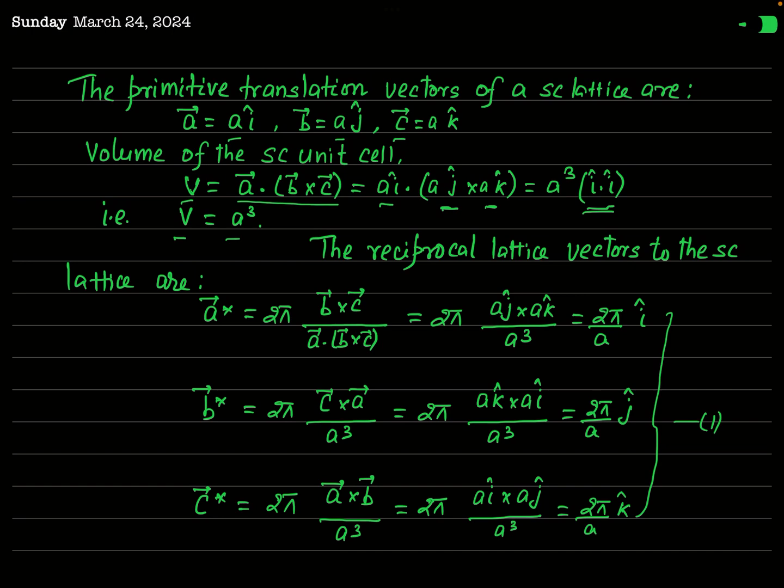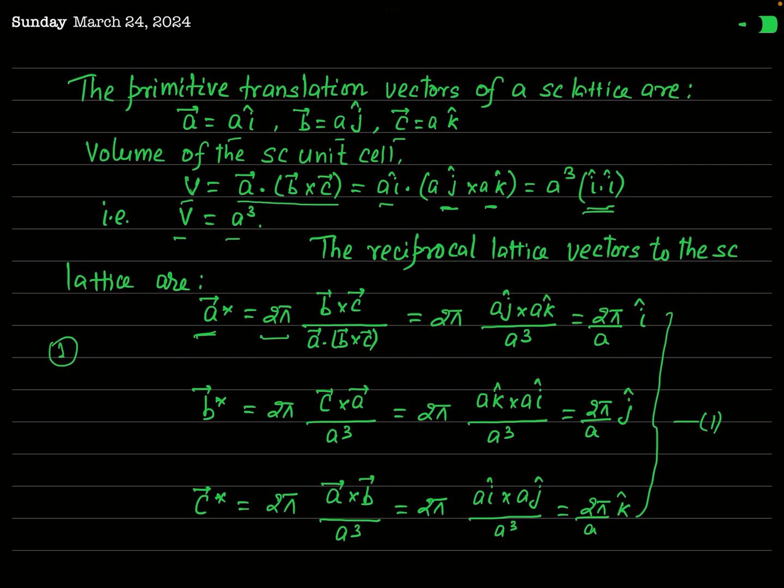Now using the definition which we have learned in the previous lectures, you can easily find the reciprocal lattice vector to this simple cubic lattice. You know, a star is given by 2 pi times b cross c over a dot b cross c. I have used here 2 pi, but we can simply use 1 as well. That definition is also valid. But here I am following the definition where we use the factor 2 pi in the definition of the reciprocal lattice vectors. So this is the well-known formula for finding the reciprocal lattice vector: a star equals 2 pi times b cross c over a dot b cross c.